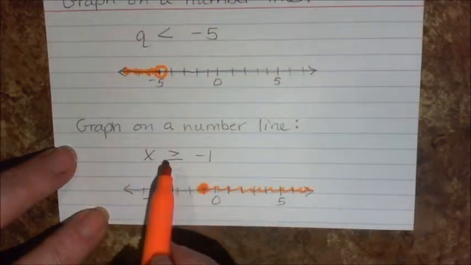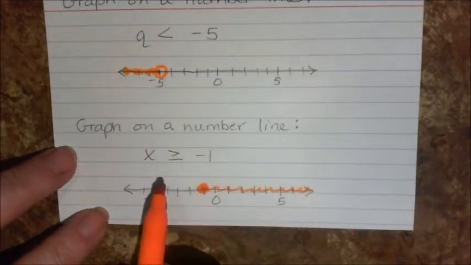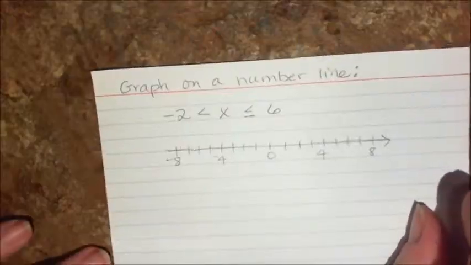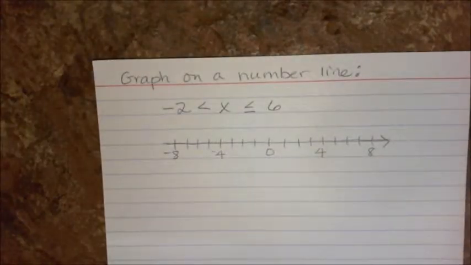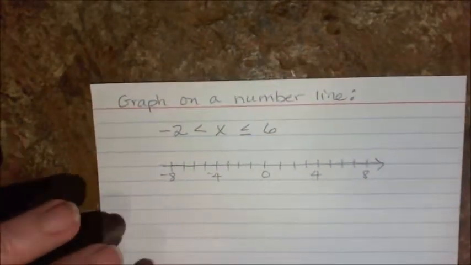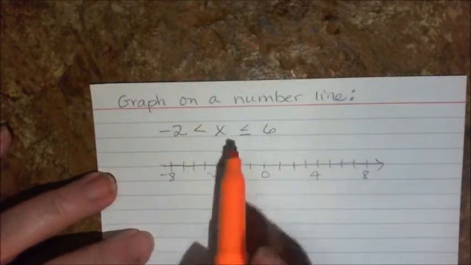And remember, again, you can trust the direction of that inequality as the same direction of the number line. Okay, let's look at this one. This inequality is a little different. It's a 3-part inequality, because we have 2 inequality symbols. Sometimes we need to look at this as 2 separate inequalities.